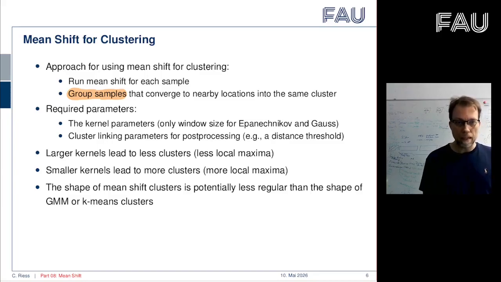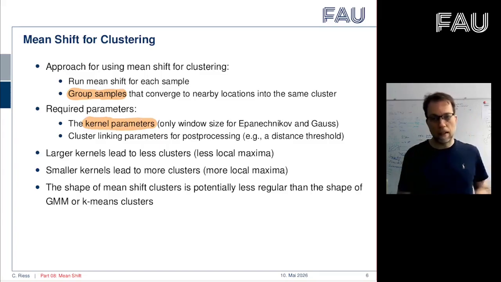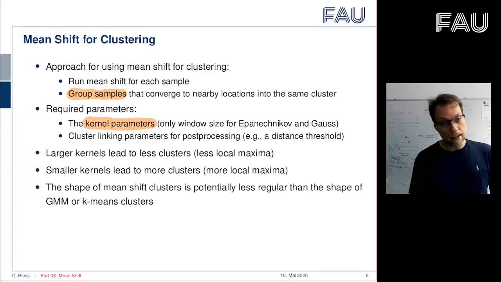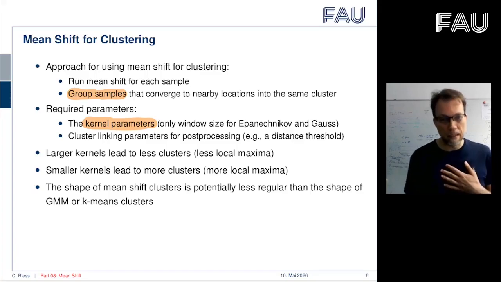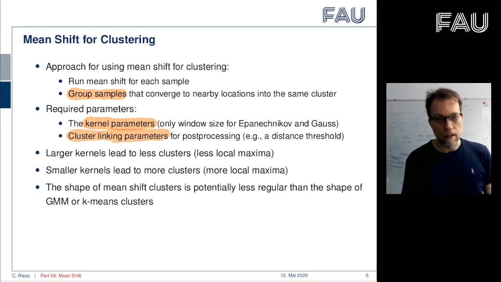So the parameters that we need essentially are only the parameters for the kernel. So window size for Epanechnikov or Gauss kernel, so this scaling parameter. And then whatever we need for the post-processing. So I call them cluster linking parameters here. This, of course, is also something that needs to be done, but we're not going to discuss this a lot. Okay.